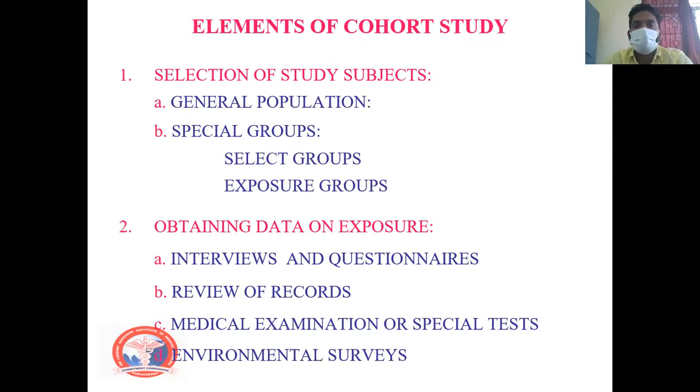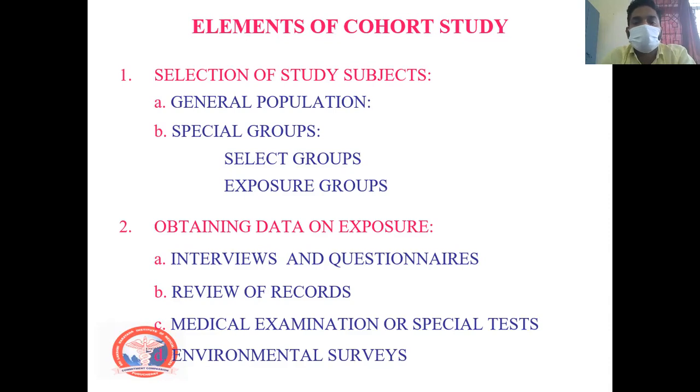So first one, selection of study subjects. It can be from a general population or from special groups, that is selected groups or exposure groups. If it is a general population, mainly if you want to study environmental related factors, we can go with the general population. Populations are the community people who are residing in a particular area or a village, whatever it is. Okay, that is general population.